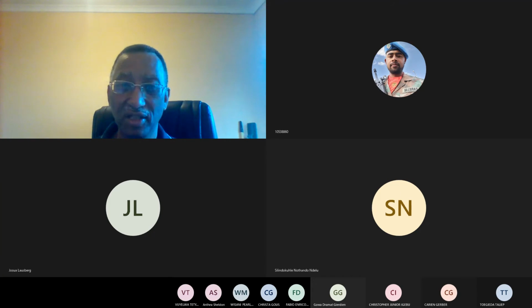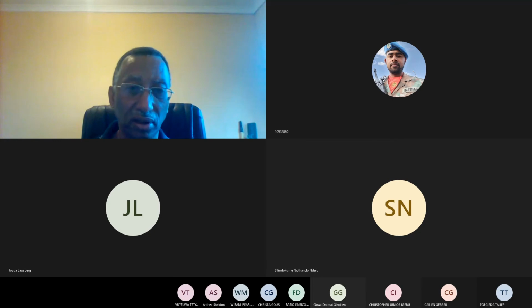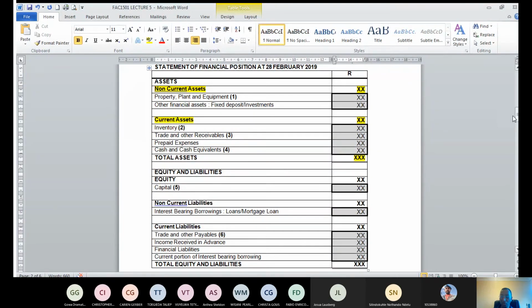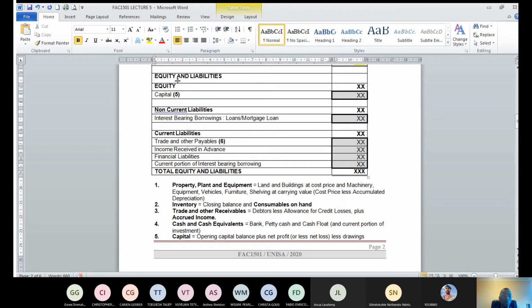We continue with our statement now, and we are going to do the bottom section of the statement of financial position. The bottom section of our statement of financial position is called equity and liabilities. So your heading is equity and liabilities. First, you want to talk about the equity. Next heading is equity. Under equity will fall your capital.